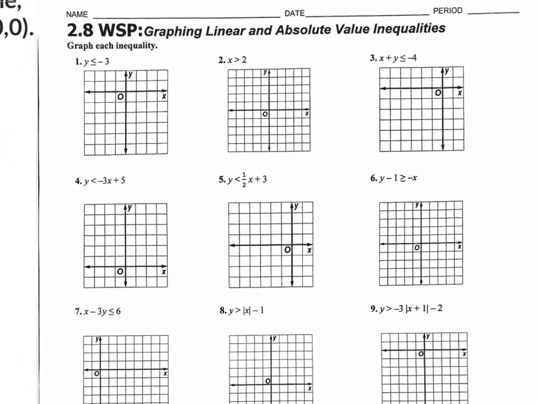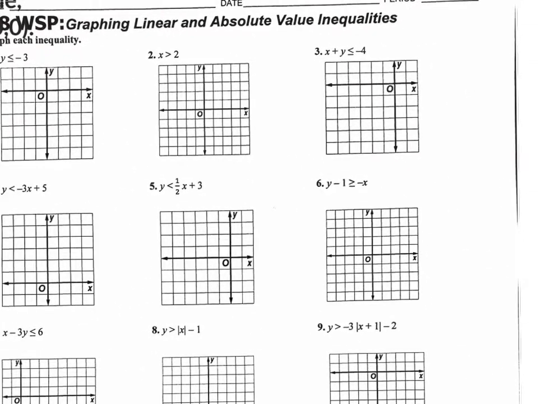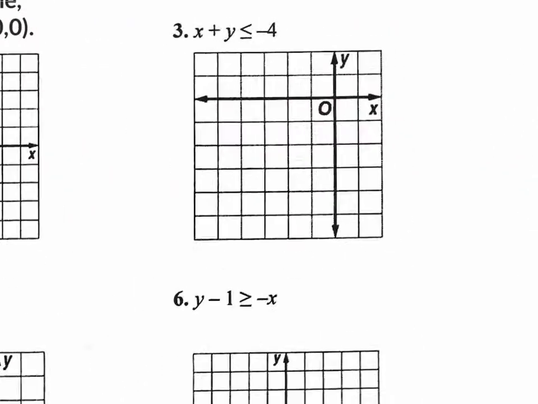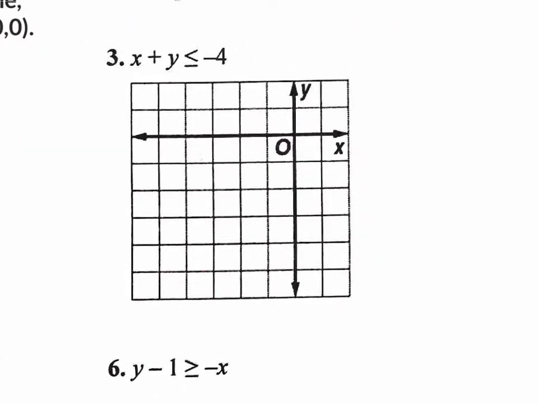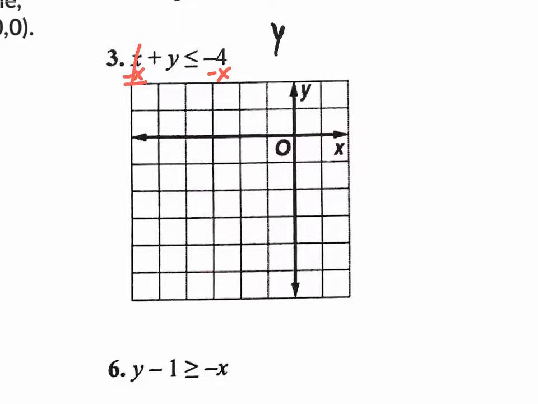So numbers 1 and 2 are so easy that we'll go back to them later. Let's go with number 3. Everybody go to number 3 on your worksheet. Well, is that in slope-intercept form? No. So we need to move things around. I'm going to subtract x to get y by itself. It'll now read y is less than or equal to negative x minus 4.